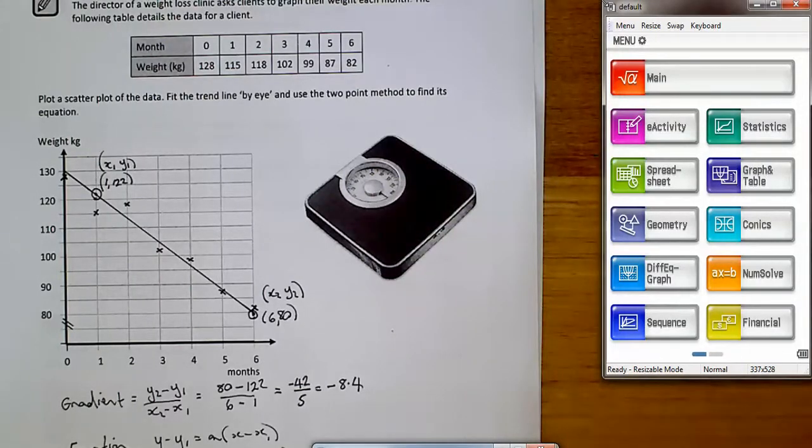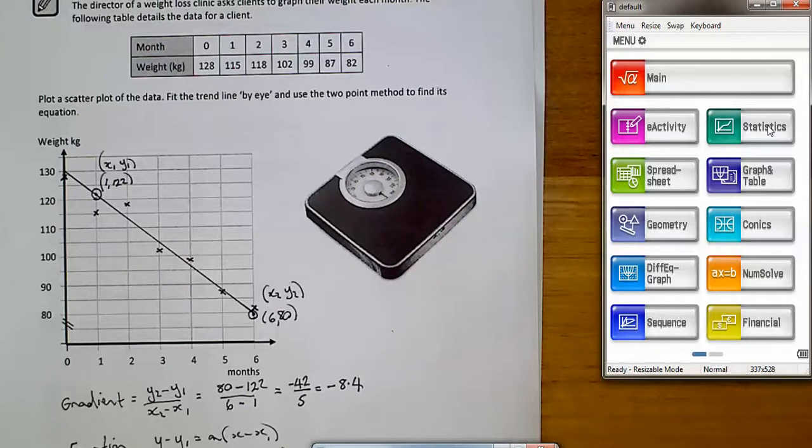Now I'm using the Casio ClassPad 400. This video will also help you if you've got a Casio ClassPad 300, but if you've got any other brand of calculator, you'd be best just to turn the video off and go to your calculator companion and have a look through the notes in there.